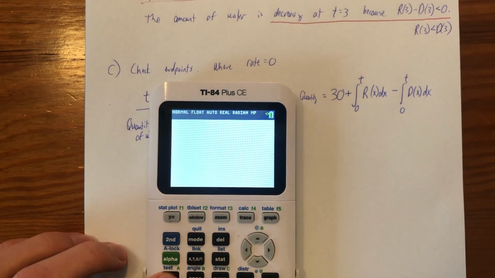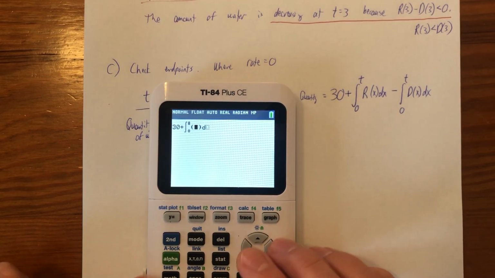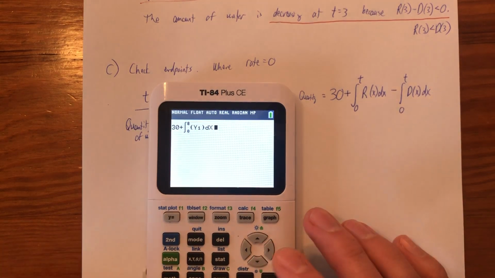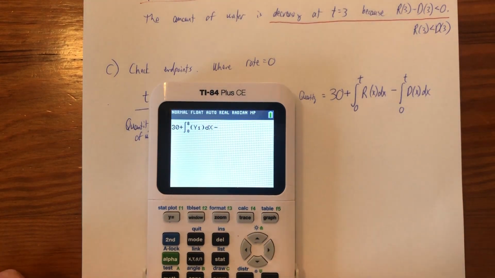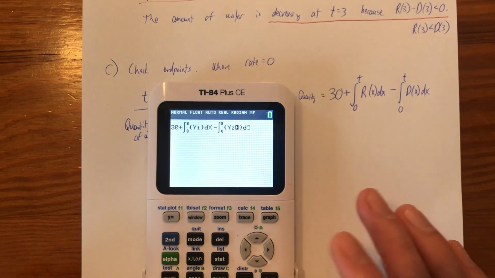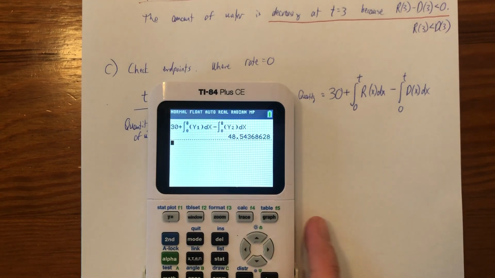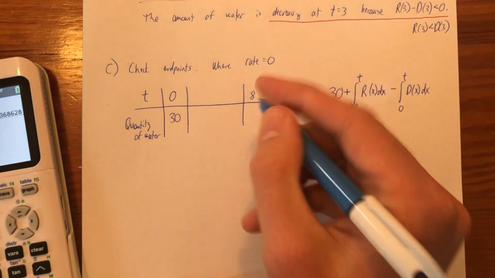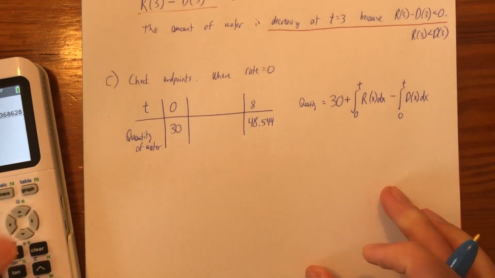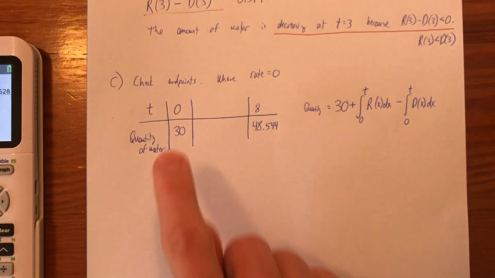So 30 plus the integral from 0 to 8 of r(x) dx minus the integral from 0 to 8 of d(x) dx. And that gives me 48.544. 48.544, and technically that would be cubic feet. So putting it back in context, I want to know when it's a minimum. Well, so far it's that.